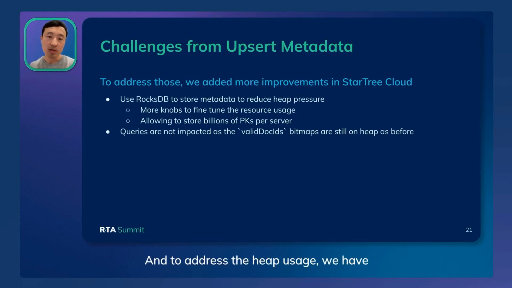To address the heap usage, we have used RocksDB for the metadata storage, and it moves the Upsert metadata off heap. RocksDB also provides a lot of configuration knobs to control the memory usage, so we can customize the Upsert configurations for different workload needs. And with this, we can support even billions of primary keys on a single server, as we see in some customers' environments. This dramatically improved the scalability for storing Upsert metadata.